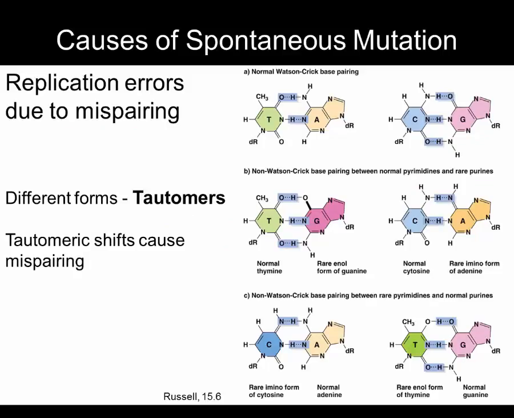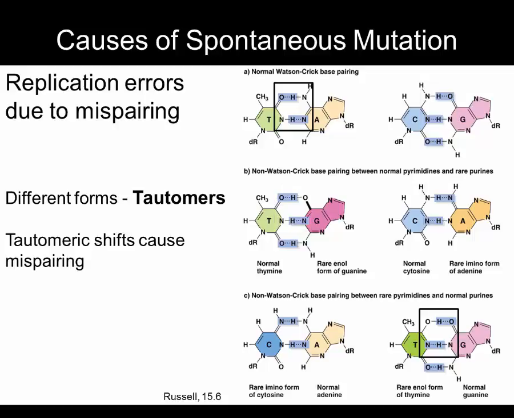Errors can occur during replication due to mispairing. We've established that A's normally pair with T's and G's with C's. But each base can exist in multiple forms called tautomers. Any given base can undergo tautomeric shifts, and when it's in its rarer form, it pairs with the wrong partner. So a large majority of the time, an A will pair with a T. But if it happens to be in the rare amino form when the polymerase comes through during replication, it will pair with a C. Likewise, G has a rare enol form that pairs with T's.